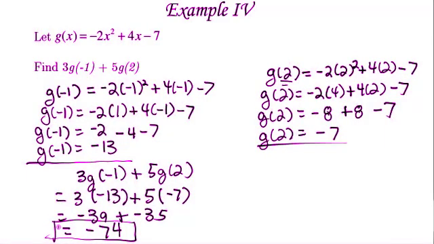So looking back up here, the way we handle this is to first find what g of negative 1 is and what g of 2 is. So I did that by substituting in negative 1 over here and then solving to find that g of negative 1 is negative 13. Over here, I substituted in 2, and g of 2 turned out to be negative 7. Once I had those two in place, all I had to do was substitute those values into this expression. So 3g of negative 1 plus 5g of 2. It gives me 3 times negative 13 plus 5 times negative 7. Solving that, I came up with negative 74.